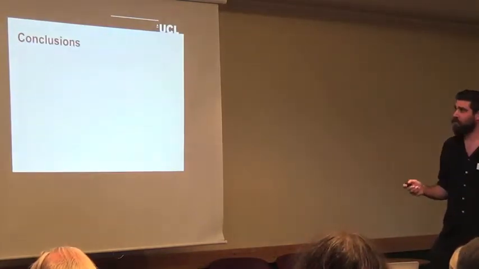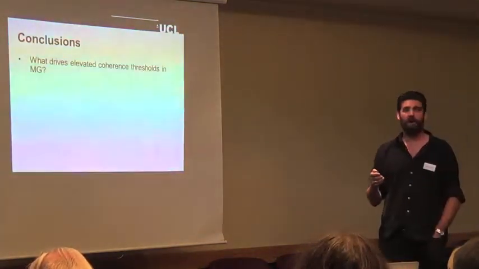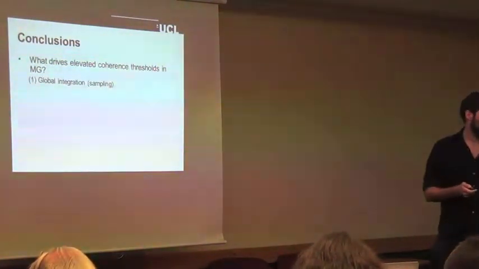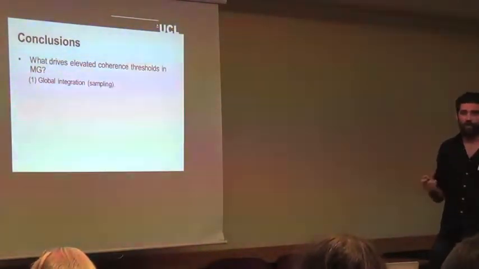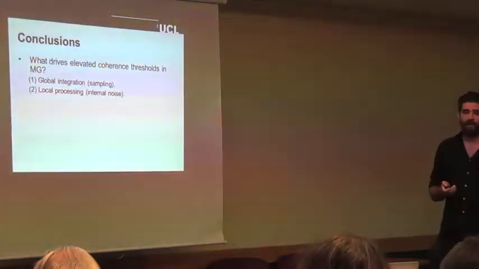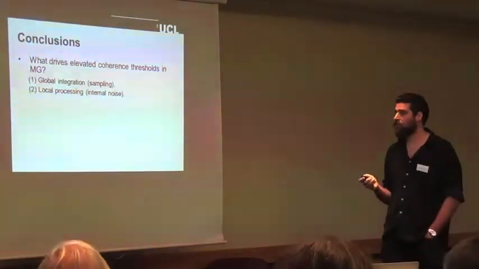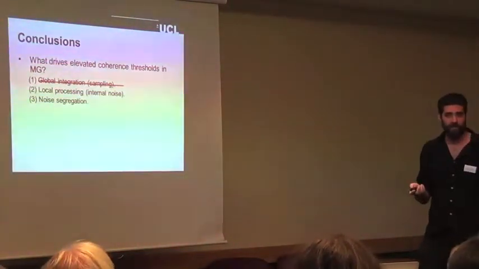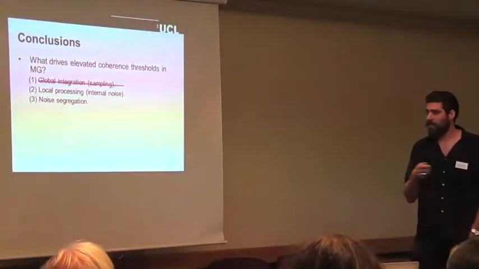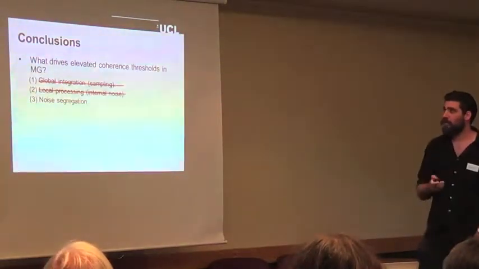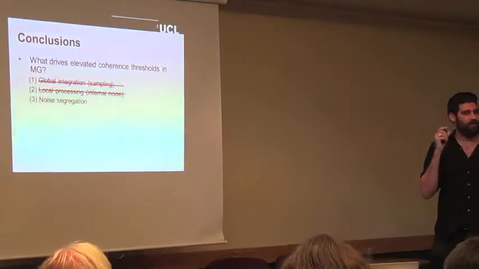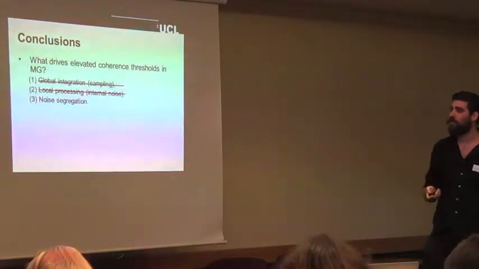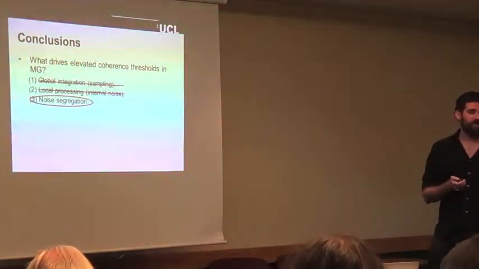So the conclusions I come to, if we go back to the questions I originally posed, is what drives elevated coherence thresholds in migraine? We originally suggested there were three possibilities. One is global integration, pooling of information. One is local processing, so potentially elevated internal noise, and one is noise segregation. We're pretty sure it's not global integration, because from the equivalent noise studies we show that sampling rates are indistinguishable between the migraineurs and the controls. I think it's unlikely to be local processing, because although there was a small elevation in internal noise, it didn't predict coherence thresholds. So that basically leaves us with noise segregation.